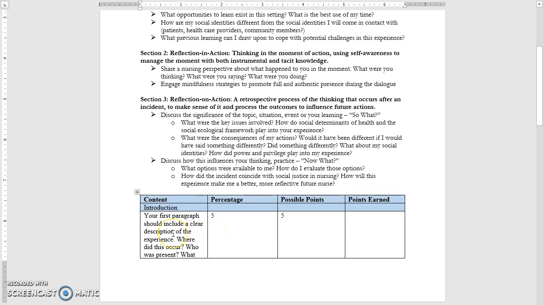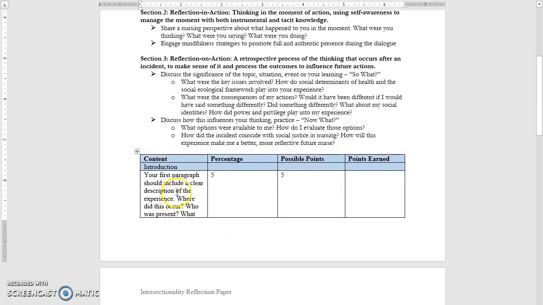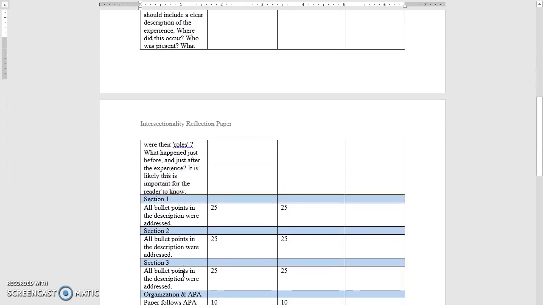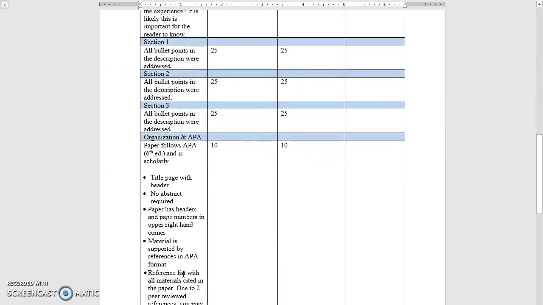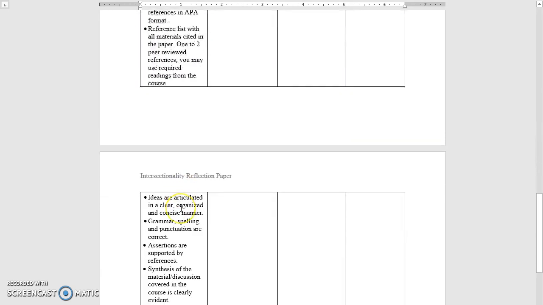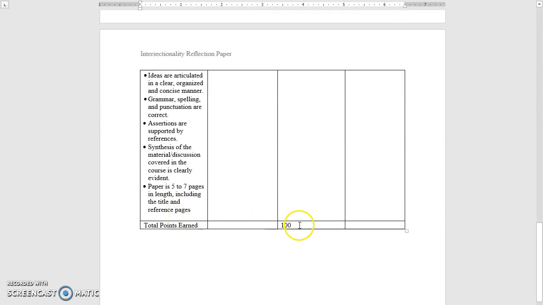The first paragraph on your paper, though, is a description of the experience. I wasn't there, so as I'm reading your paper, I need to understand where did this occur, who was present, what were their roles, what happened just before and just after. It's likely that that's going to be important for me to know. So here's the rubric. Work your way down. Here are my expectations for APA. Okay, title page, all that. All right, and then the total points that you could earn would be 100.